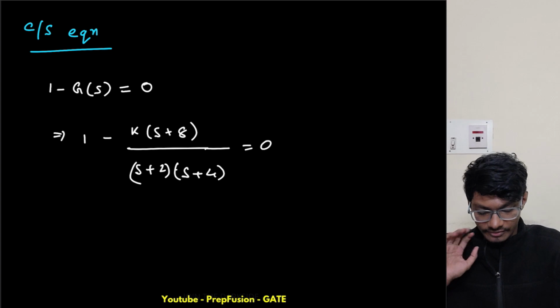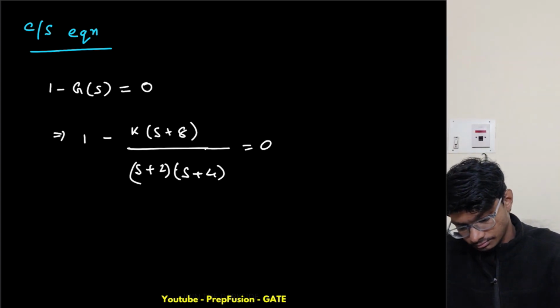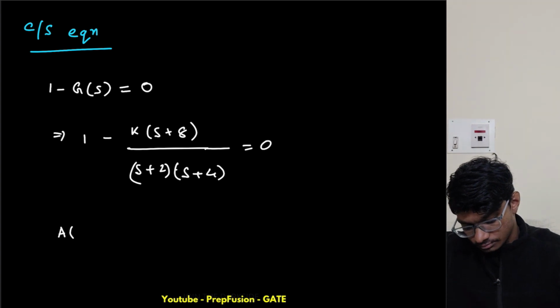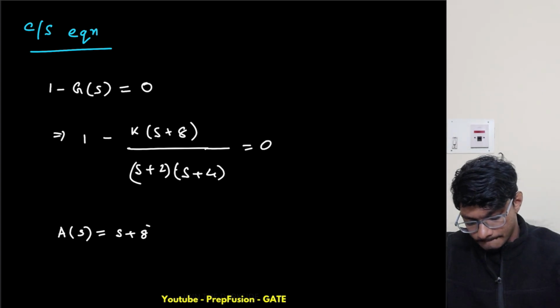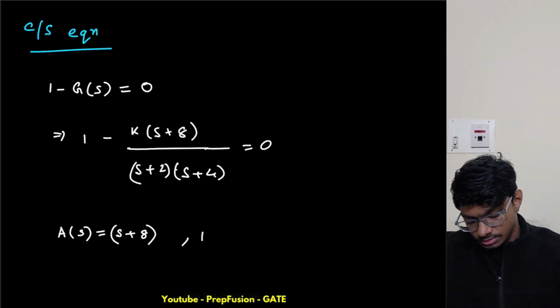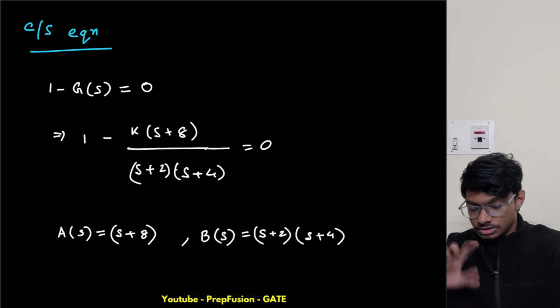If I take this one, what will happen? My a of s is basically s plus 8, and b of s is s plus 2 and s plus 4. So this is my a of s and b of s.